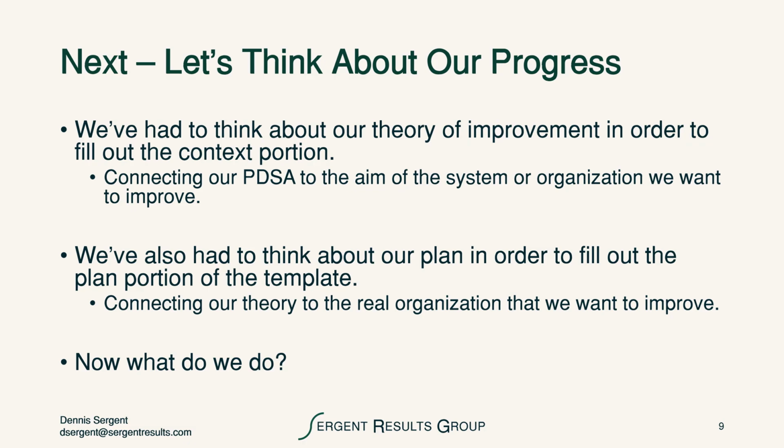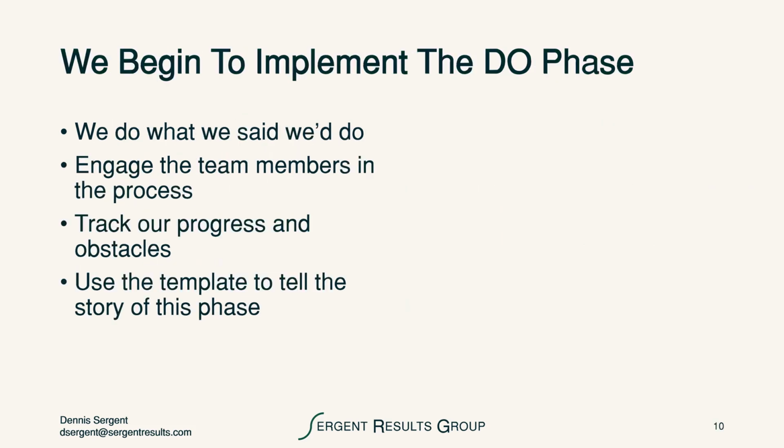Next, let's think about our progress. We've had to think about our theory of improvement in order to fill out the context. This connects our PDSA to the aim of the system, and we've also had to think about our plan in order to fill out the plan portion of the template. So now what do? Well, we begin to implement the do phase. We do what we said we'd do. We engage the team members in the process. We track our progress and the obstacles, and we use the template to tell the story of this phase.